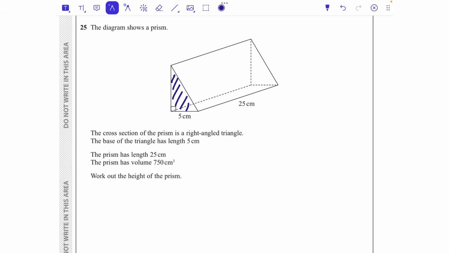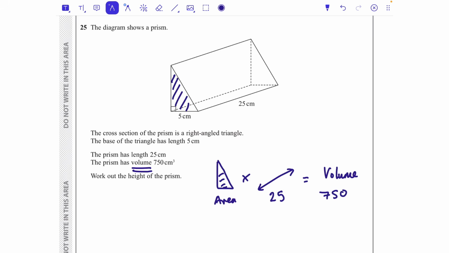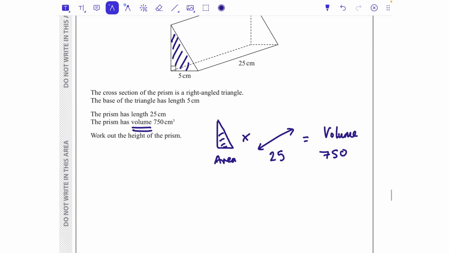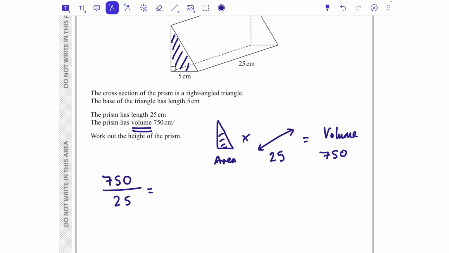Okay, so to work out volume, whenever they give you the answer, you want to think, how do I get that answer? We do the area of the triangle times by how far back it goes, which is 25, and that's given us an answer of 750. So I need to do 750 divided by 25 to work out what the area of the triangle needs to be. Now, I know that they're both in the 25 times table. So let's think how many 25s would go into 750.